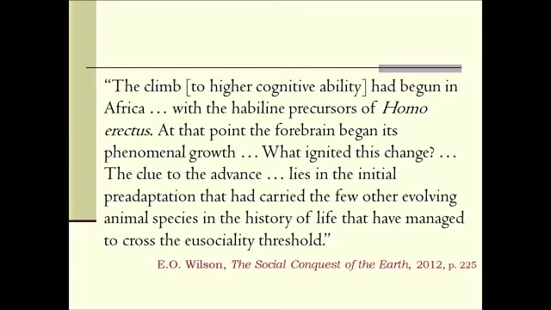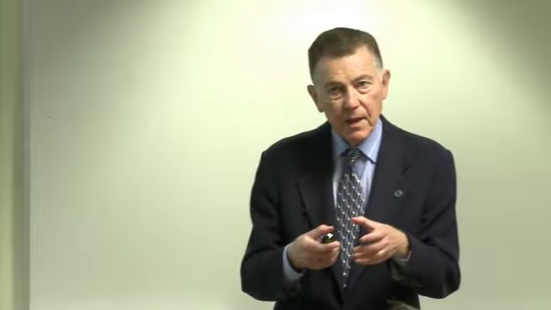At that point, the forebrain began its phenomenal growth. What ignited this change? The clue to the advance lies in the initial pre-adaptation that had carried the few other evolving animal species in the history of life that have managed to cross the eusociality threshold. Wilson is a great writer and very clear, and usually writes in simple sentences. This is quite a mouthful. But what he is saying there is that it was social life, the beginning of social life. He does not link it with cryptic ovulation in the way I do it. But be that as it may, it is true.